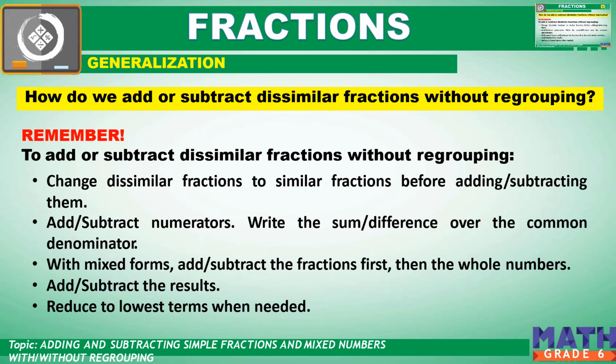And now, how do we add or subtract dissimilar fractions without or with regrouping? Remember, to add or subtract dissimilar fractions without regrouping, change dissimilar fraction to similar fractions before adding or subtracting them. Add or subtract numerators, write the sum or difference over the common denominator. With mixed forms, add or subtract the fraction first, then the whole numbers. Next is add or subtract the results, then finally reduce to lowest terms when needed.